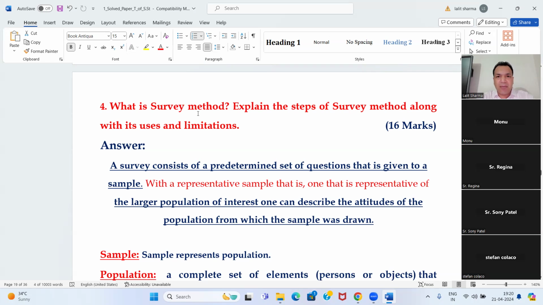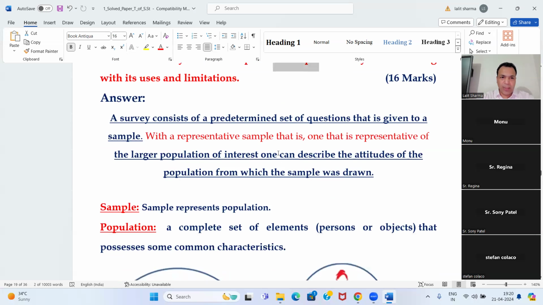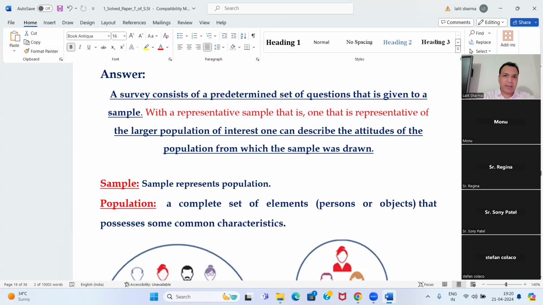What do you understand by survey method? Explain the steps of survey method along with its uses and limitations. Okay, so you have to understand about survey method, then उसके steps, इसके steps बहुत important है. Okay, ये देखो आंसर में देखो, सर्वे मेथड पहले समझते हैं. व्हाट इज द सर्वे मेथड?